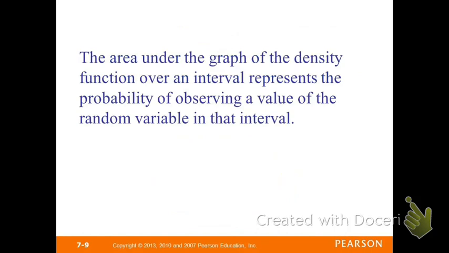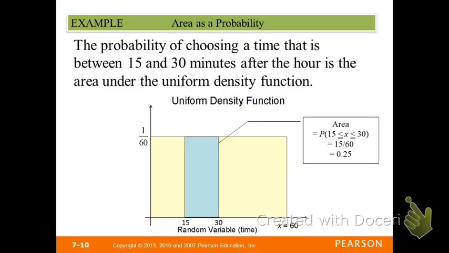The area under the graph of the density function over an interval represents the probability of observing a value of the random variable in the interval. We really just want to get you used to associating area under a curve with the probability that a particular event occurs. Okay, here we go. This is the one I was waiting for.